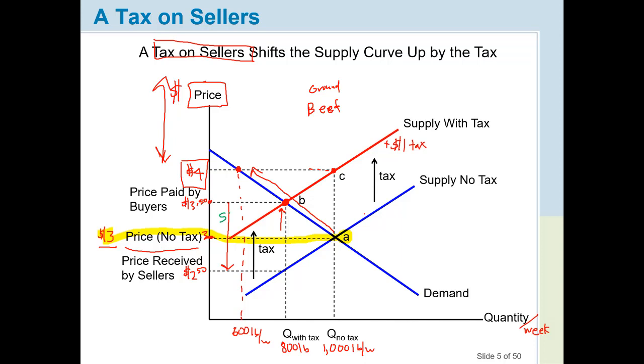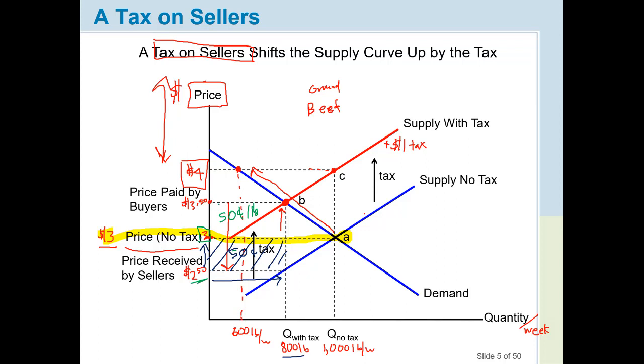So buyers are paying 50 cents per pound with the tax. And sellers used to receive $3 per pound and now they're only receiving $2.50. So sellers are also paying 50 cents. So the burden of the tax for the sellers, we could represent by this rectangle down here. It's the amount of the tax in money space, 50 cents, times the new quantity, 800 pounds.